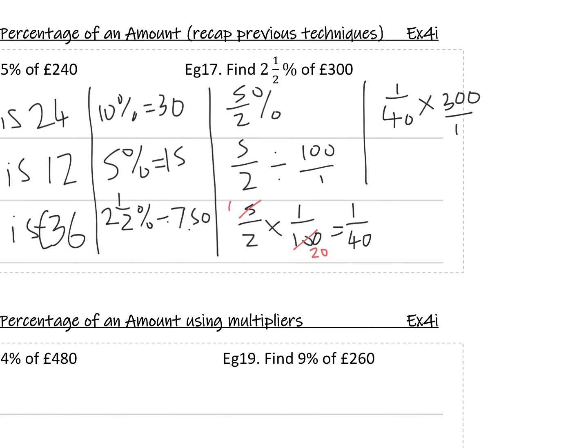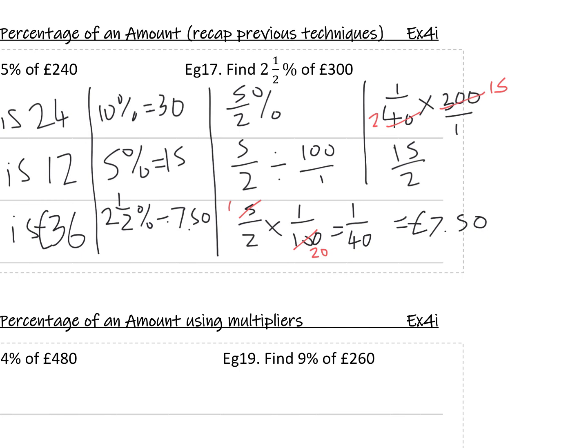Divide through by any common factors. I can see actually there you could divide through by 20. And 20 goes into 40 twice. 20 goes into 100 5 times. So it will go into 300 15 times. And then we're left with 15 divided by 2, which is 7.5 or £7.50, which is what we had here earlier on.